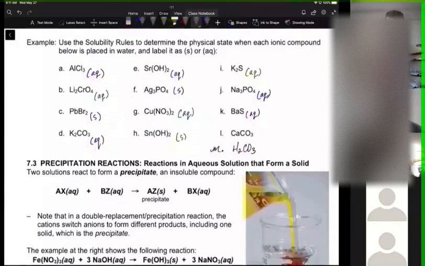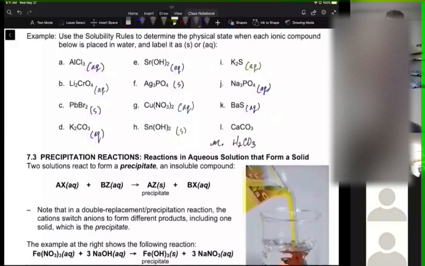So make sure that you are checking your answers. And if you get something different, let me know. Let's figure out why. I added one in down here that's a little bit extra challenging.